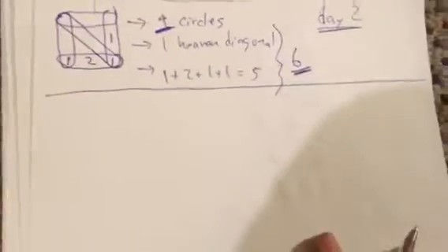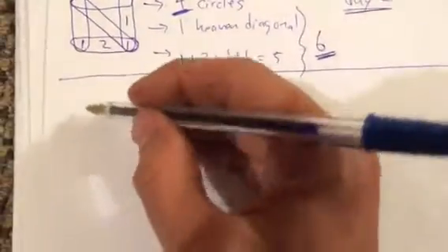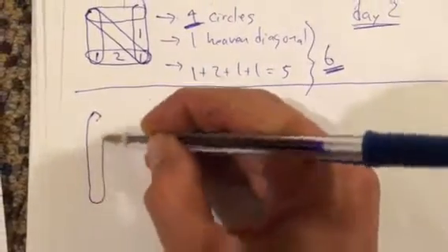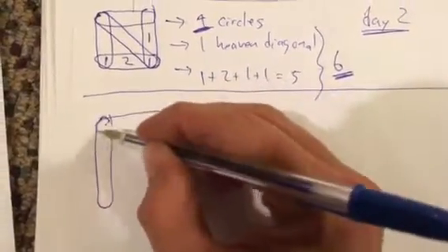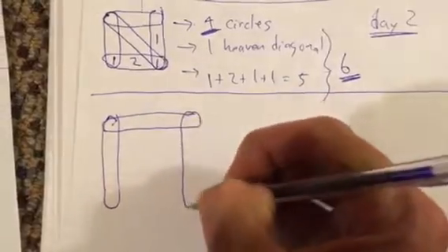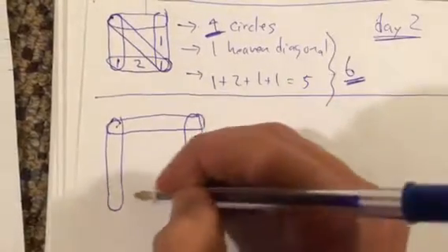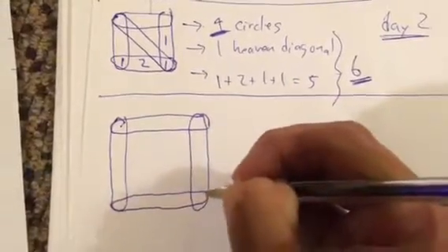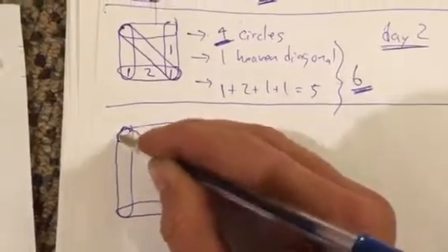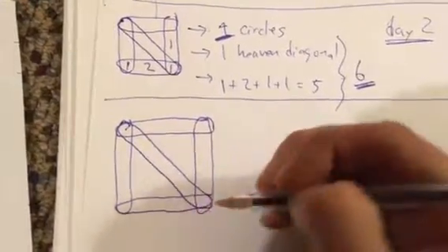Alright, so day 3 comes along. Okay, so you're going to have a 1 by 4, and a 1 by 4, and so on, five of them in all.